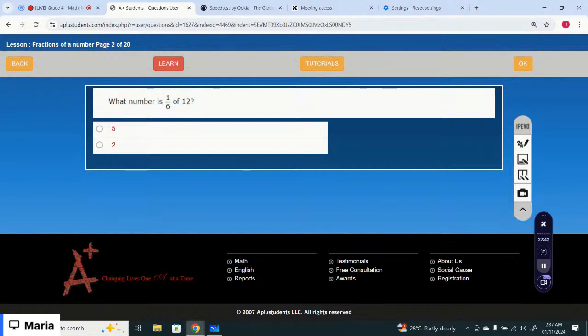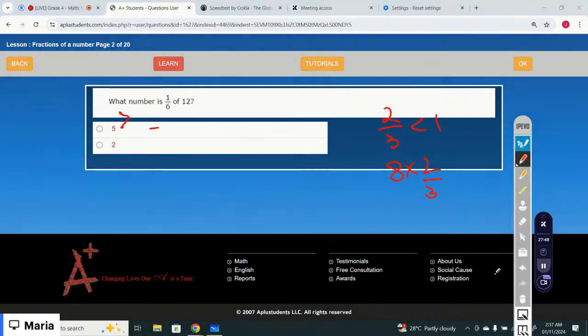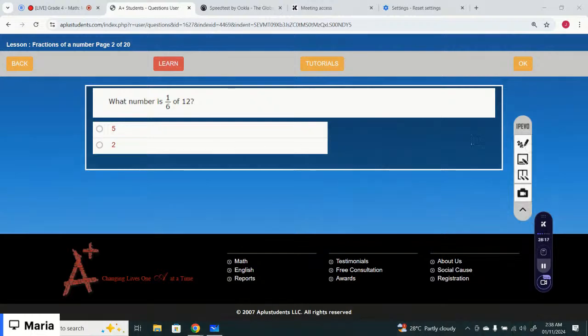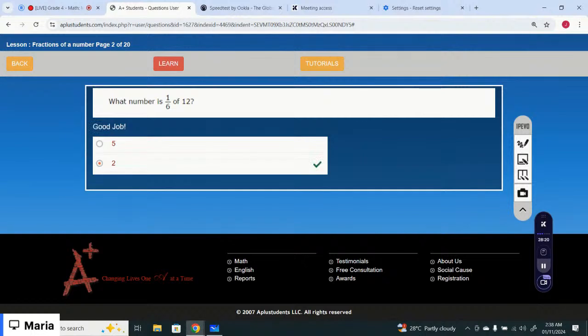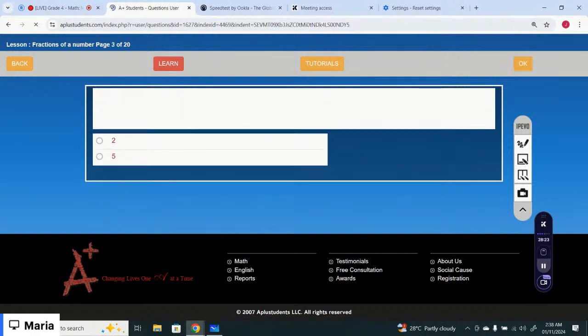What is 1/6 of 12? So which is the correct option? You have to do 1/6 times 12. That is 6 times 2 is 12. So 1/6 of 12 is 2. The correct option is 2. Option number 2 is the correct option. 2 it is, not 5.